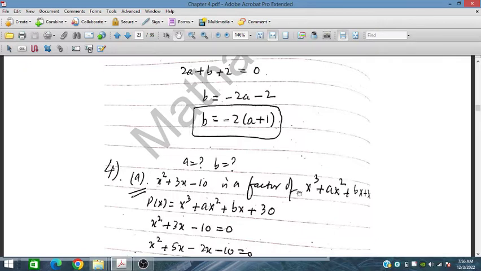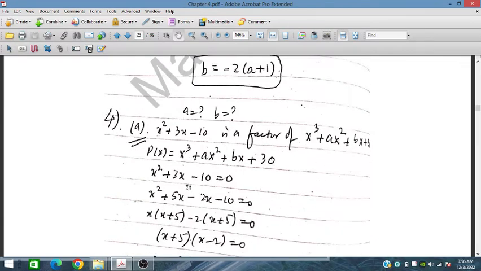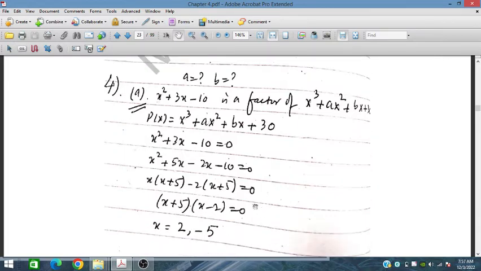Now this one, and this is bx plus 30. So this factor is again written down here. So we will place this factor. This is a factor of this one. So x squared plus 3x minus 10 is equal to 0. So we factorize it first, and on factorization we have x plus 5 times x minus 2. So it means x plus 5 is equal to 0 means x is equal to minus 5, and x minus 2 is equal to 0 means x is equal to 2. So we have x equal to 2 and minus 5.